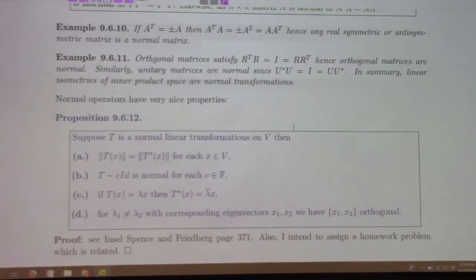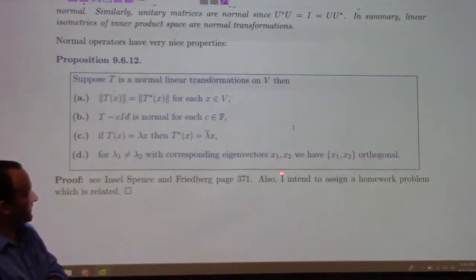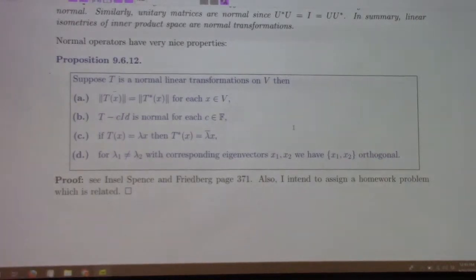And we also have that for distinct eigenvalues, the corresponding eigenvectors are orthogonal. Whoa, that's nice. That's really nice.